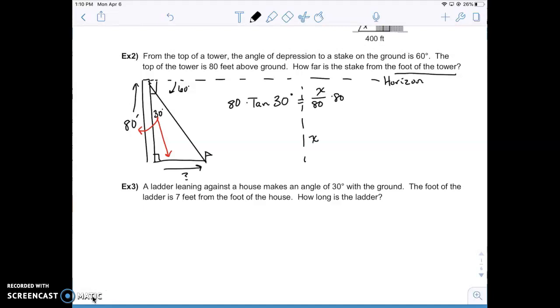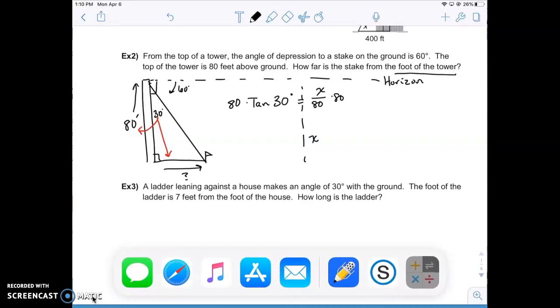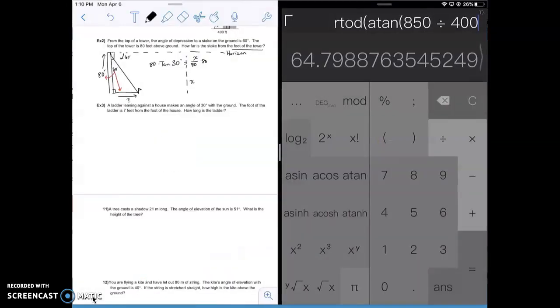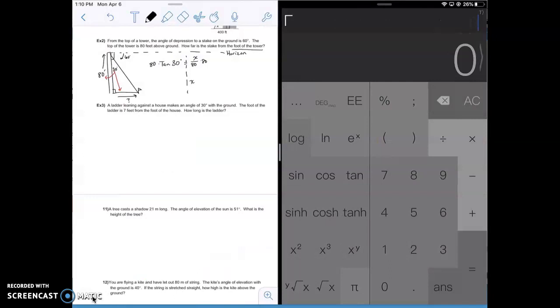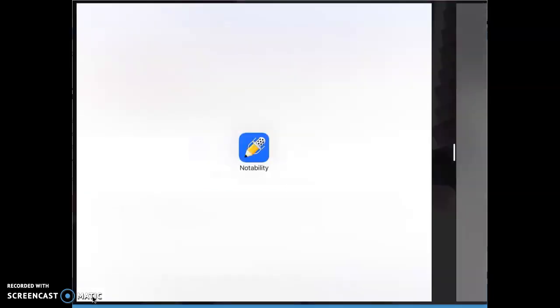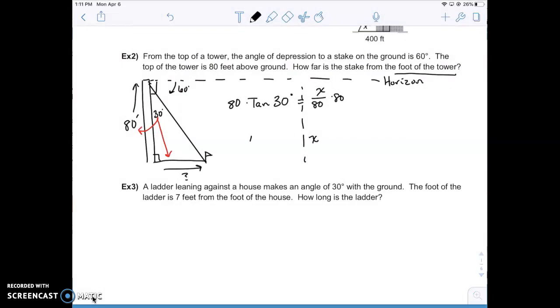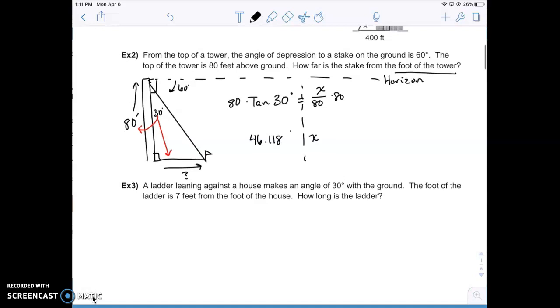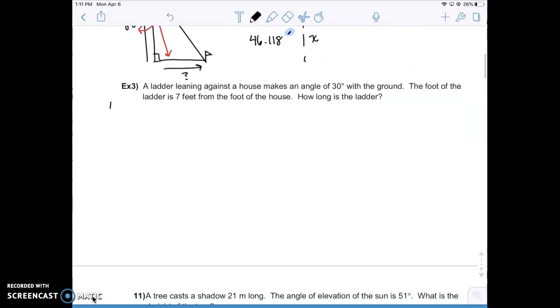Go ahead and throw that in your calculator. Make sure you're checking that your sine, cosine, and tangent are correct. 46.118 what? What are our units? Feet. Good job. Our units stay the same, so since they gave us feet, we get feet. Do example number 3, please, and then come back and check your work.